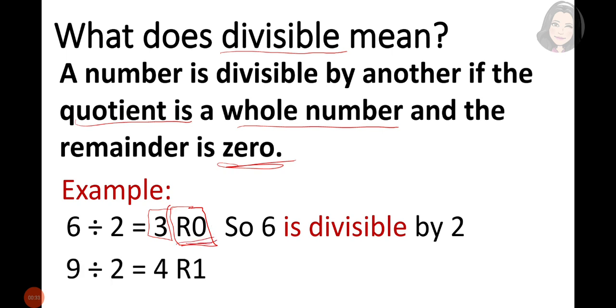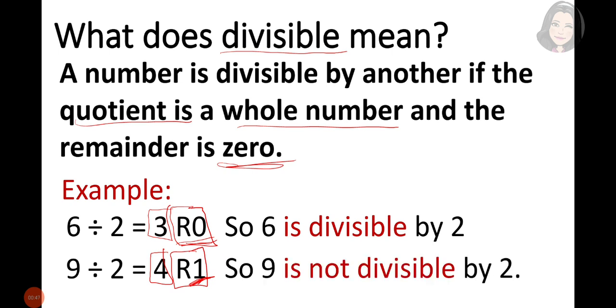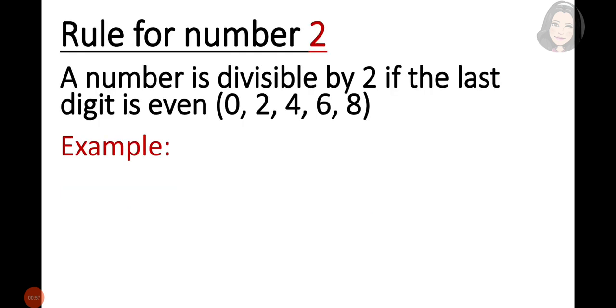Now if we move on to the number 9 divided by 2, I'm going to get a whole number that's 4 and a remainder that is a 1. So I will have leftovers over here. This means that the number 9 is not divisible by 2. So if the remainder is 0, it's going to be divisible. If I have a remainder other than 0, it's not going to be divisible.